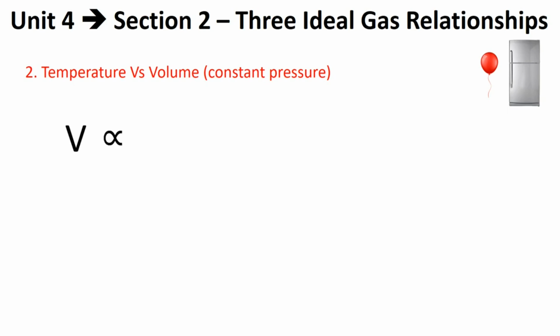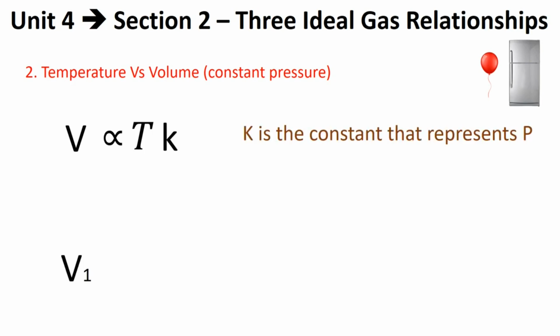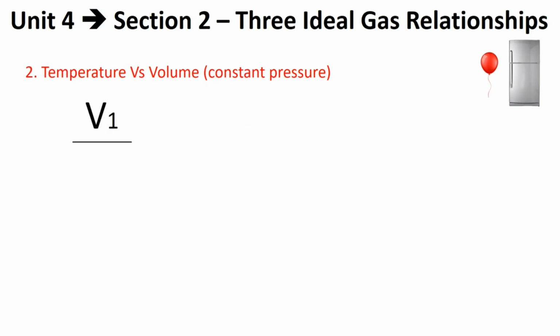So let's do our derivation. This time we're going to have V in proportion to T, but we can't forget about that constant. And so let's mathematicalize this. So V1 is now equal to T1 times K, and V2 equals T2 times K. Let's put this all together. Now this one divides out now. So we're dividing both sides by the T.